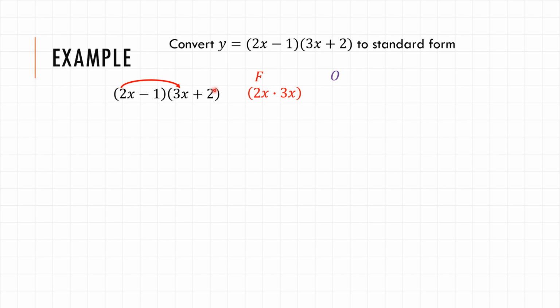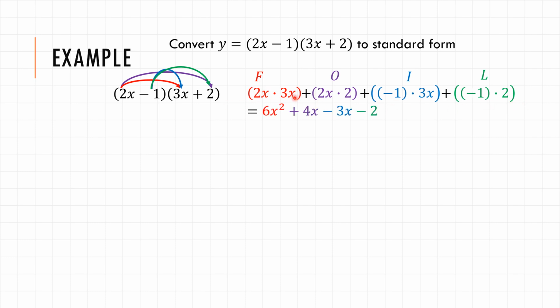Now I'll do the outer two terms, 2x and 2. So that's 2x times 2. Now we'll do the inner two terms, -1 times 3x. And finally, I'll do the last two terms, -1 times +2. What do these end up equaling? Now, after I do this, I do have to add them together.